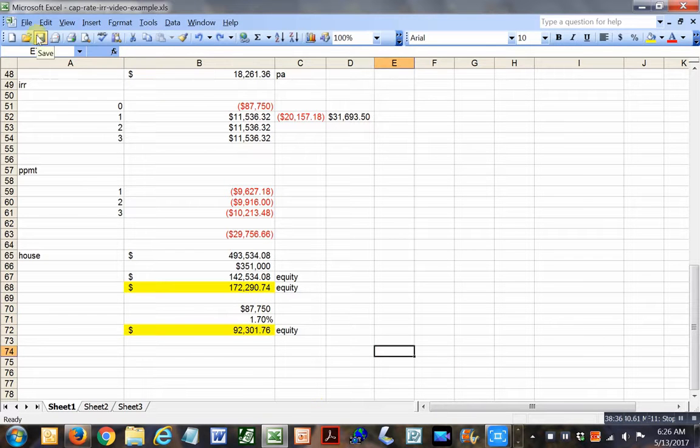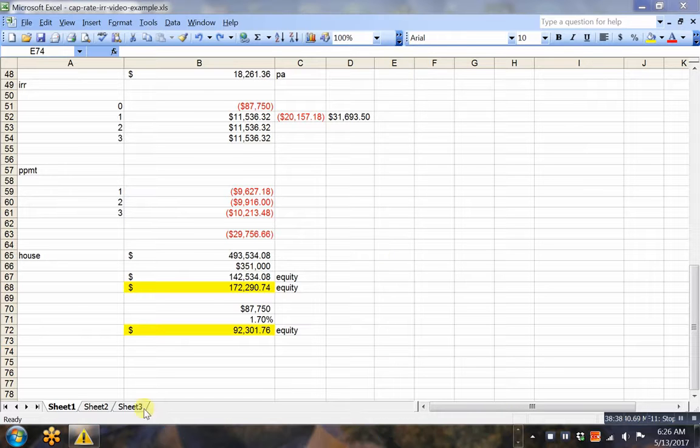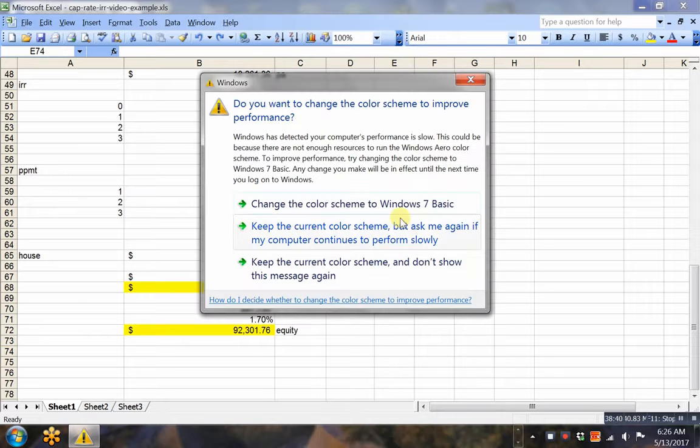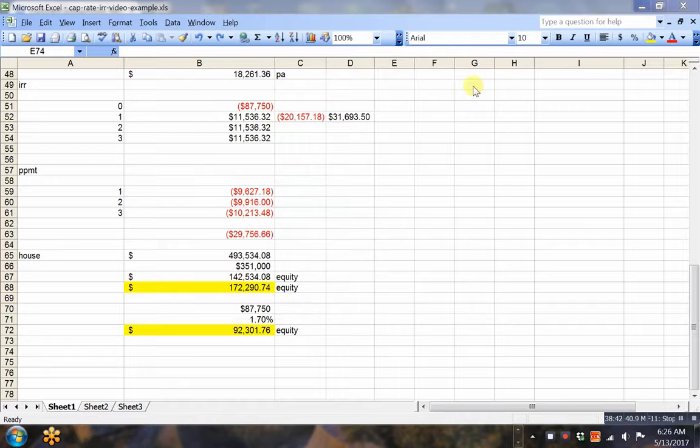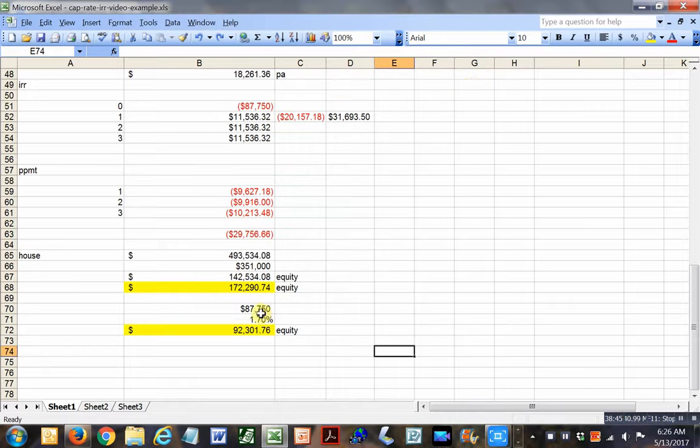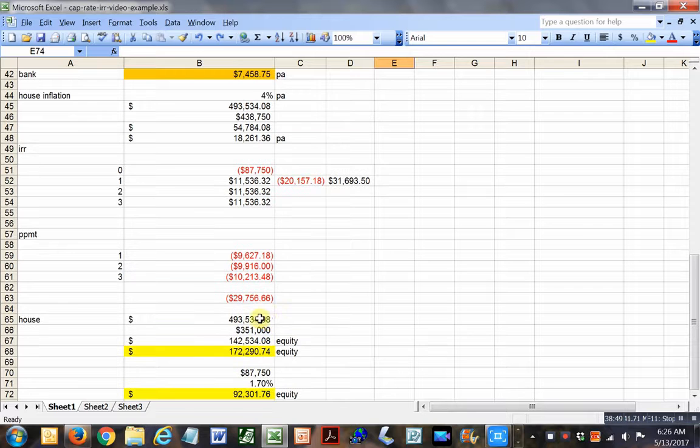And I'm going to hit Control Z, and Control Z undoes that, right? So, oops, there was that horrible warning again. What is this thing? Keep the current color. No, I don't want to do any of that. All right, I'll worry about that later, guys.